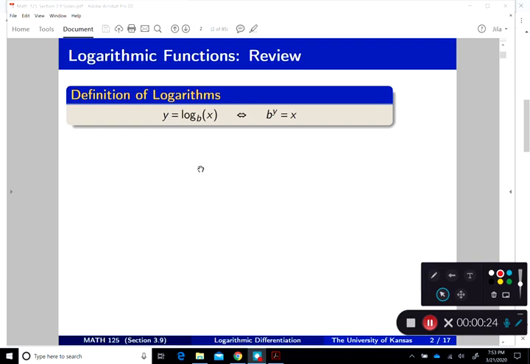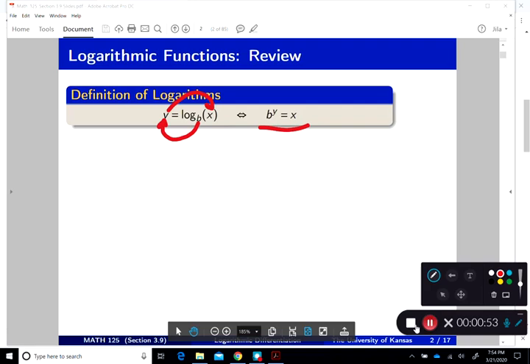If you remember, if y is log base b of x, then that means b to the power y is going to give you x. So it's b to the power y gives you x. So that's the first thing.